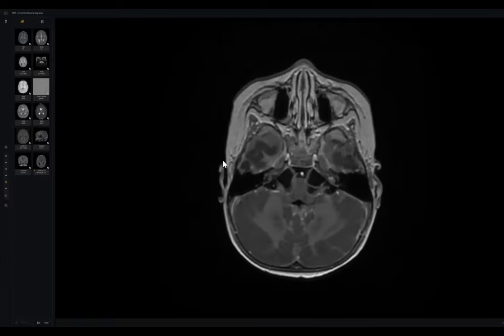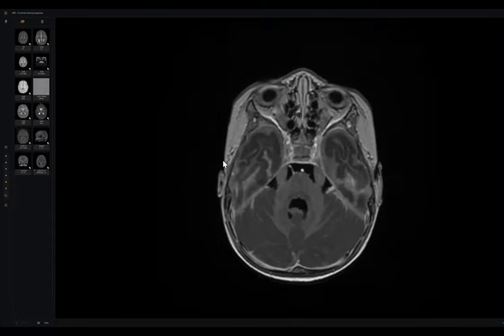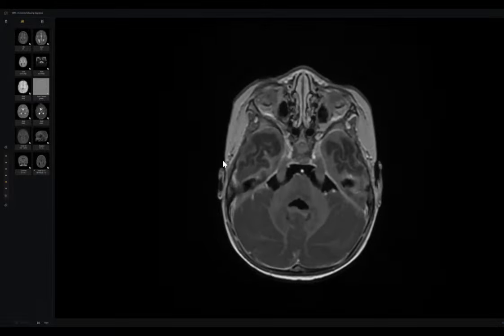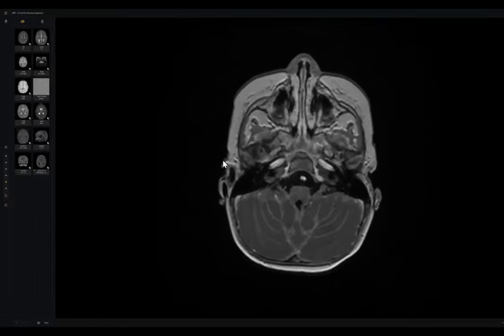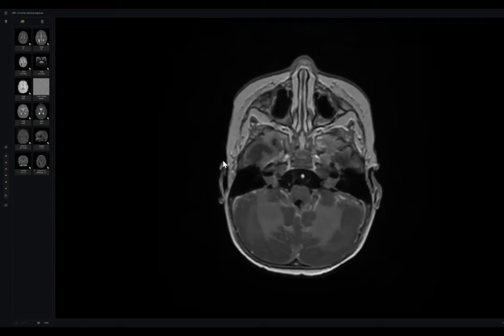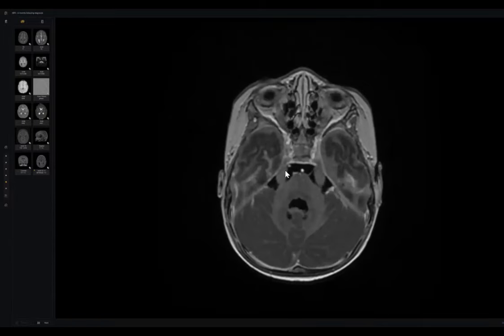Look here. What do you think here? What do you think here also? Look at the cranial nerves, please. Could you detect anything? Yes, the cranial nerves appear very much thickened, sir, bilaterally. There is enhancement noted along the bilateral trigeminal nerves as well.